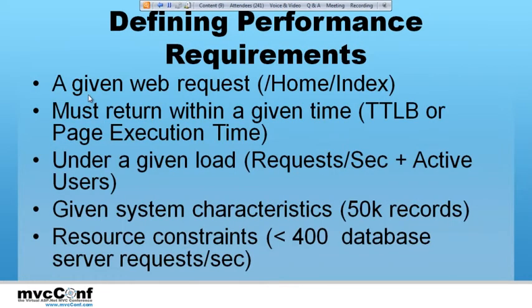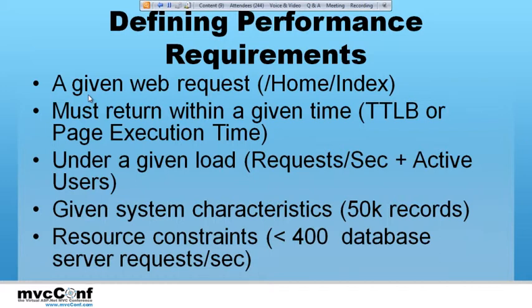So when you're defining these performance requirements, you might have something like this. You might say that for a given web request, such as the home page, you must return within a given time, either the TTLB or the page execution time, under some given load, probably defined as requests per second and or active users. You should also, in addition to those things, define the system characteristics.